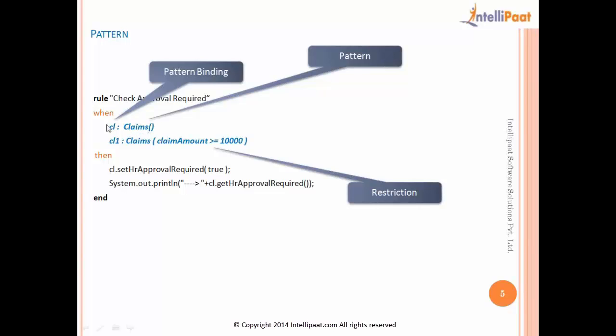So this is the pattern, and we have bound the pattern to a CL variable, and that variable can be used in the then part of the rule. Here it can be used to access all the properties and attributes of the class, just like with setter and getter methods. So CL.setHRApprovalRequired(true). I am accessing a setter method of the claims object and changing the value for that particular attribute. I am setting it to true, and I am getting the same value using a get method. So this is the usage of the bound variable. It's a variable that is bound to an object so that it can be used in the then part to get and set values.